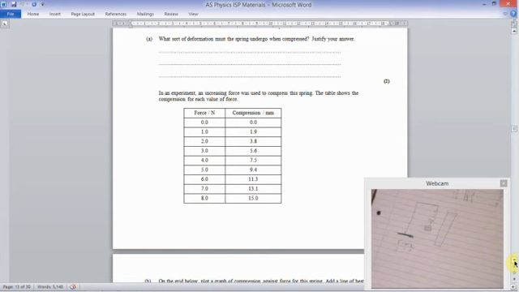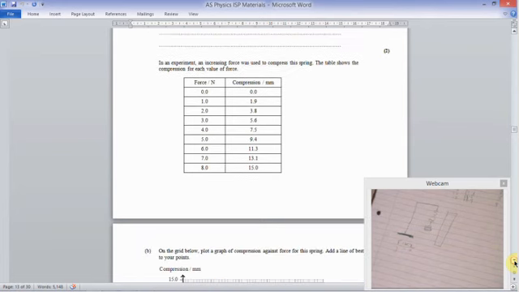So we've got some data here, force against compression. Again, we can check for proportionality, a quick check. We know how to do that now. Doubling, yep, doubling. Trebling from there to there, yeah, pretty much trebling. Doubling from there to there, yeah, doubling. 4 to 8 should be doubling, spot on doubling.